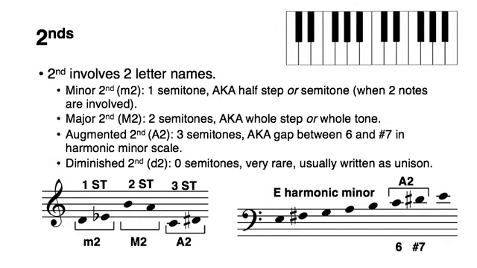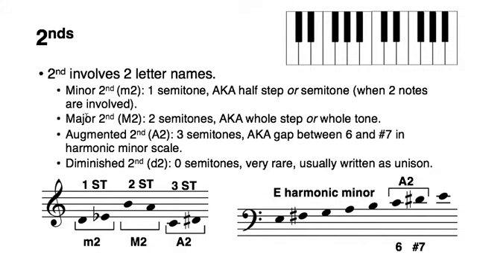Seconds then involve 2 letter names. These are the possible qualities. A minor second, with the shorthand lowercase m2, involves 2 letter names and is comprised of 1 semitone. An example here is D to E flat. This is an ascending melodic minor second. If you look at the keyboard, that's what you have. D to E flat, 2 letter names, 1 semitone.